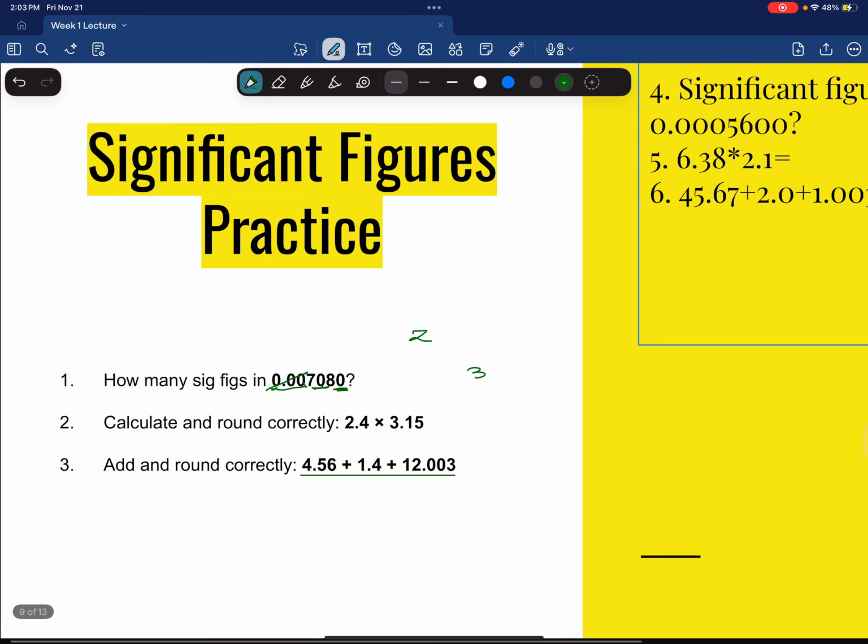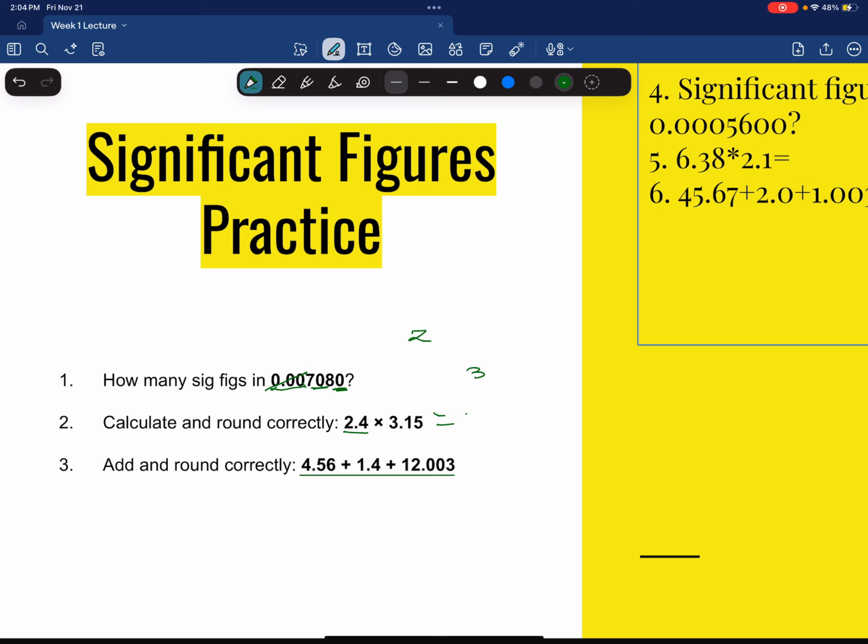Our next one is going to be calculating and rounding for multiplication. So for multiplication, we discussed that it follows the number of significant figures. So if we multiply 2.4 times 3.15 on the calculator, we get the answer 7.56. But since our least number of significant figures is going to be 2, we're going to just round it. So it's going to be 7.6 for our final answer.